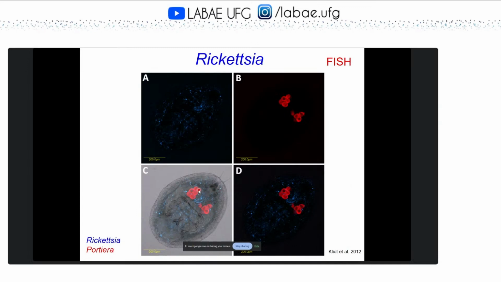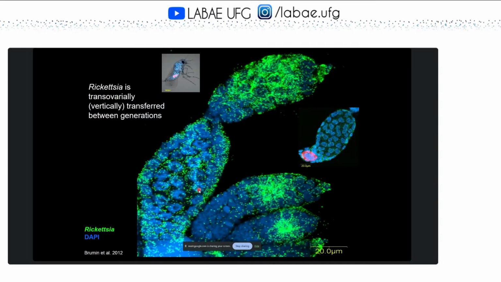Now, one of the interesting questions we were interested in, since Rickettsia is not found in the bacteriosome, is how it is transferred from one generation to another. Because if we maintain a whitefly population with Rickettsia, it will be infected, and Rickettsia will be transferred from one generation to another. But we know it's not inside the bacteriosome. So we did a study that was also published, and we followed the presence of Rickettsia using FISH and transmission electron microscopy techniques, and we could show that Rickettsia infects the eggs during development.